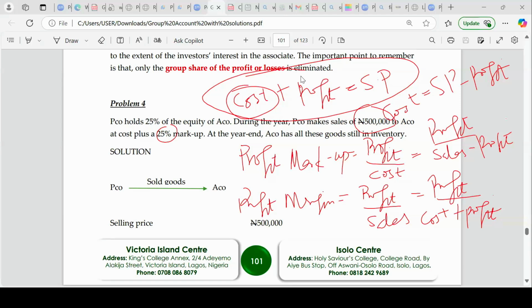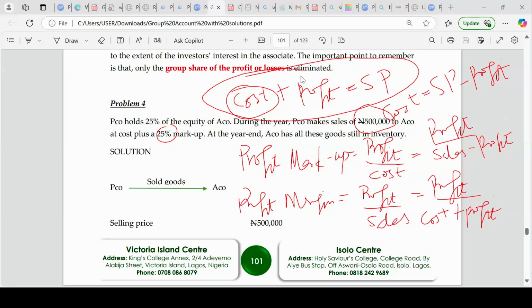Another thing the examiner can do is give you costs and then give you profit margin. Now that margin is a percentage of sales, not of cost. So therefore, I must be able to switch between markup and margin. All right. And to do that is easy.